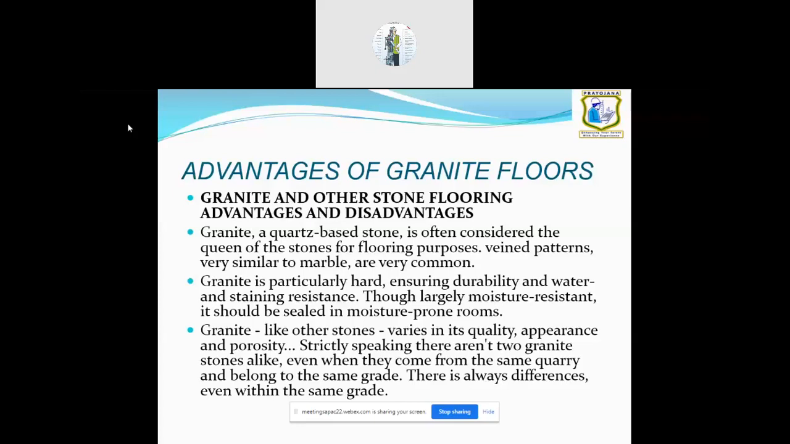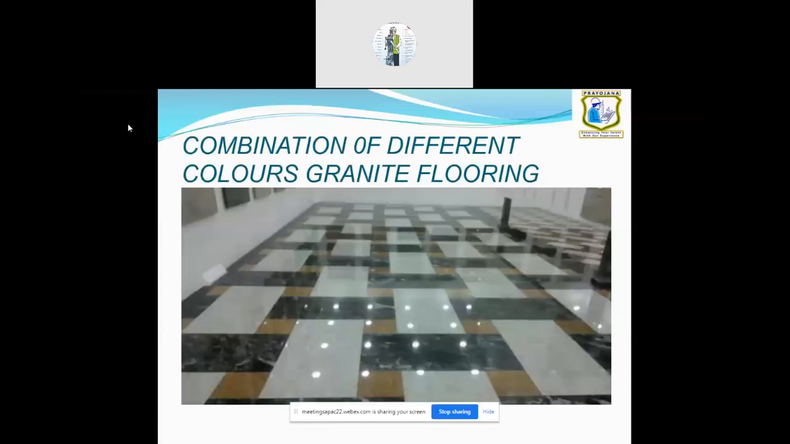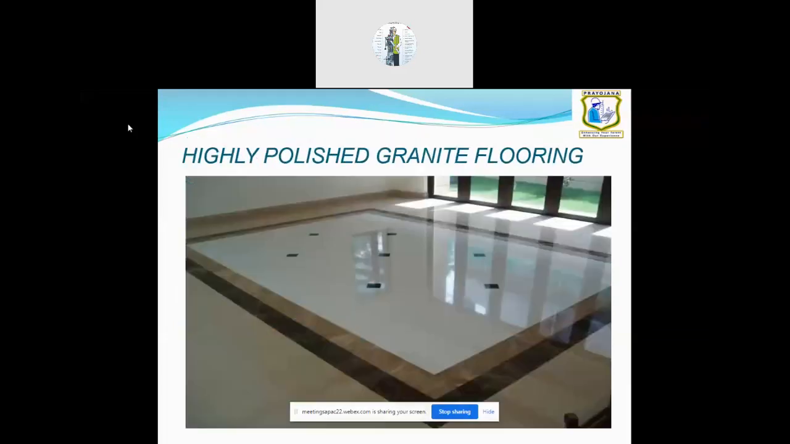And usually in all commercial establishments, we go with stone flooring only. In commercial high-end buildings, we go with marble flooring, Italian marble. That is quite expensive, 350 to 400 rupees per square foot. This is a combination of color granite floors where you can have different designs. It's available in 1x2 or 2x2.